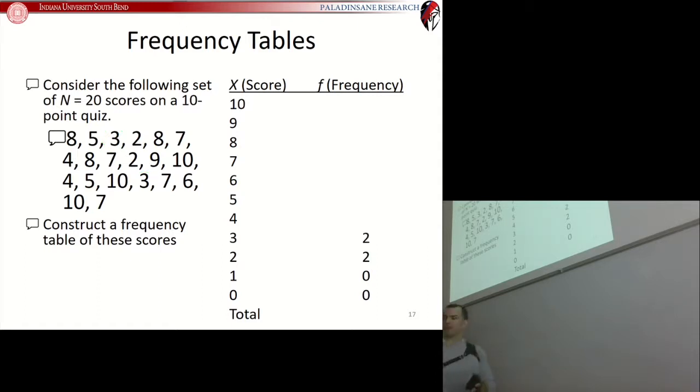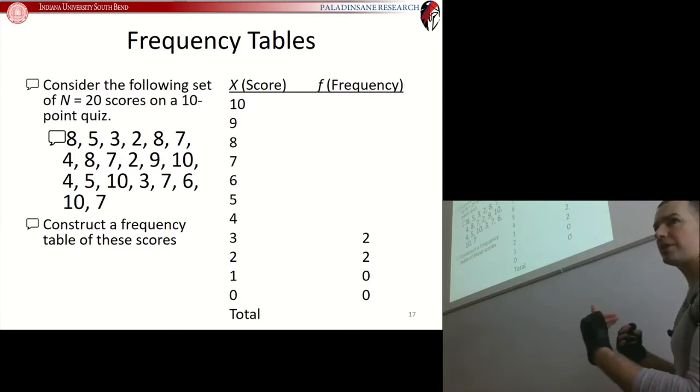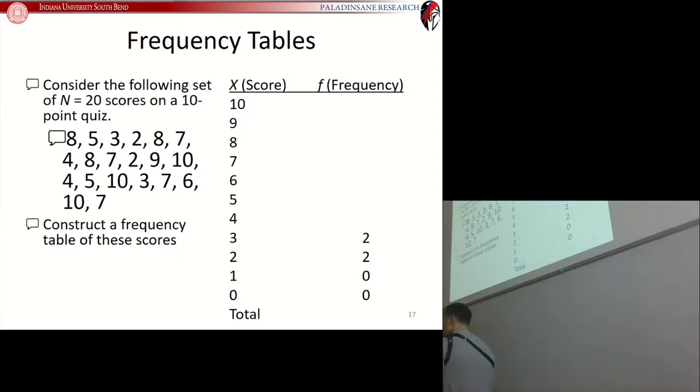The frequency for a score of 3 out of 10 is equal to 2. And you keep doing this for every single score. So you do it for a score of 4 out of 10. We got 2 individuals scored 4 out of 10. You do it for 5 out of 10. We got 2 individuals scored a 5 out of 10.